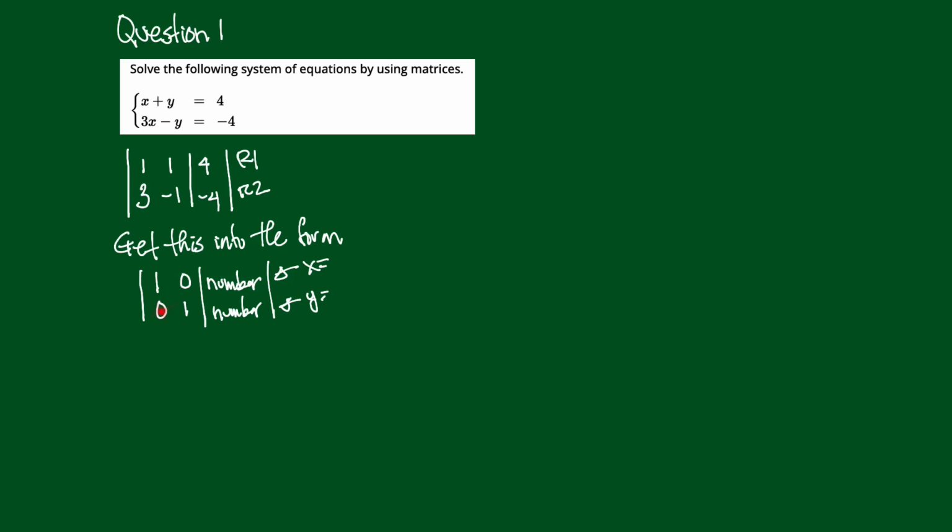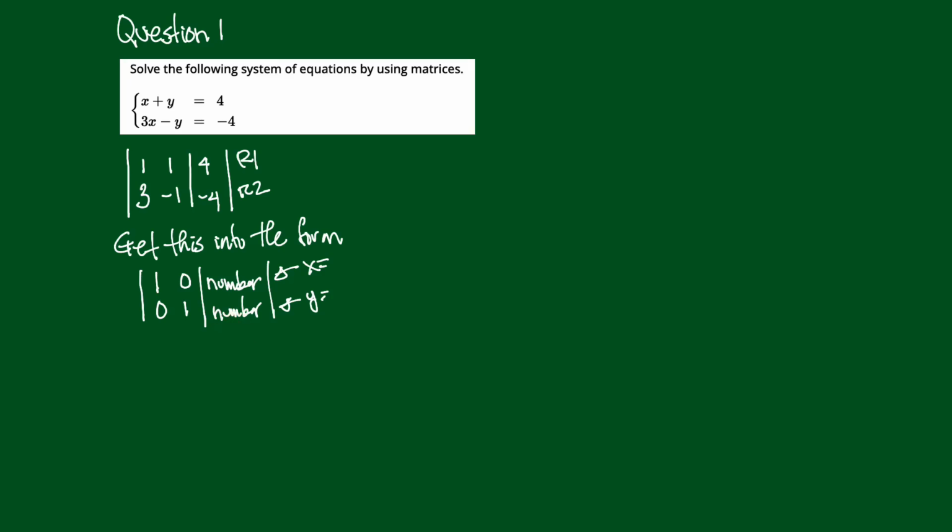So 1, 0, 0, 1, and then after the vertical bar, this is the x column, so I'll have 1x equals that number, and then this is the y column. No x's, but 1y will equal that number. And then I can just read off the solution.